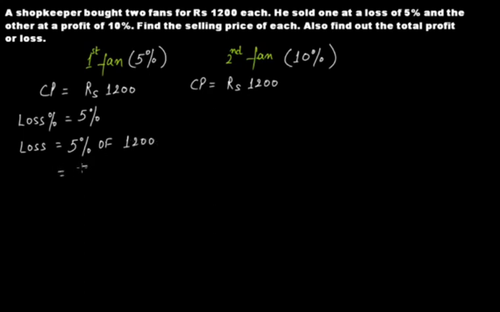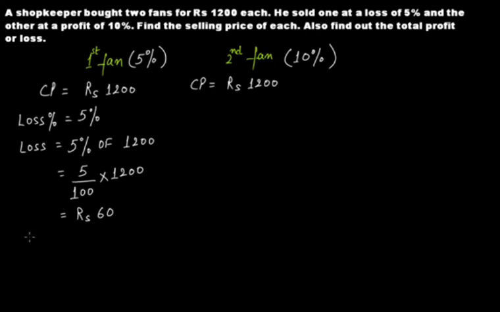So the loss you get is 5 by 100 multiplied by 1200. So the loss is rupees 60. So this is the loss that you make when you sell this fan at a loss of 5%. Now this is the loss that you make. So what will be the selling price?